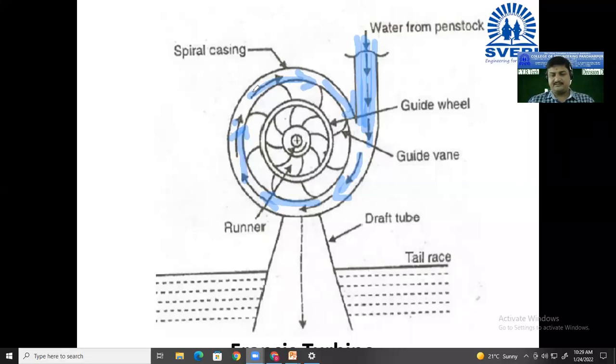Guide vanes are fixed, right? Yes, sir. Yes. The water is guided, and this water is moving towards the center of this turbine.